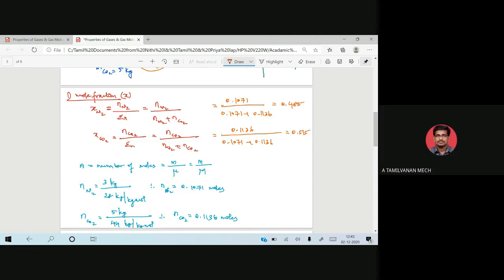That is the mole fraction of nitrogen and then the mole fraction of CO2. So this is the x of N2, and this is the x of CO2. Mole fraction can be defined by the notation x. So x of N2 and x of CO2. Okay.